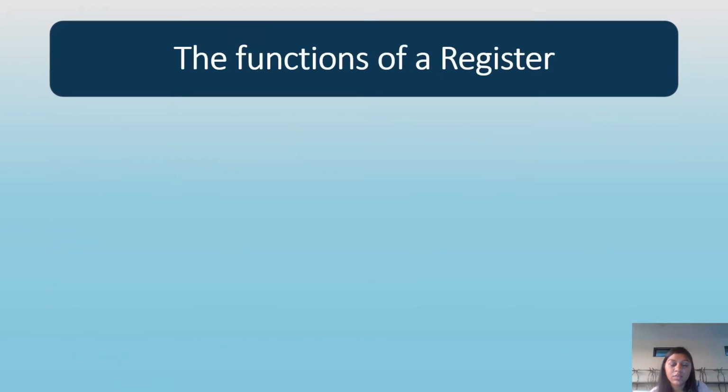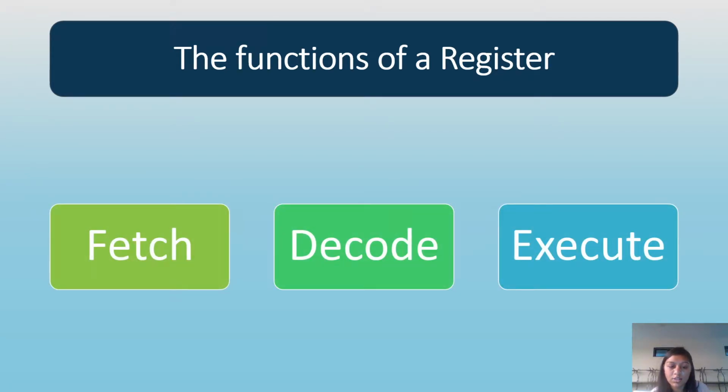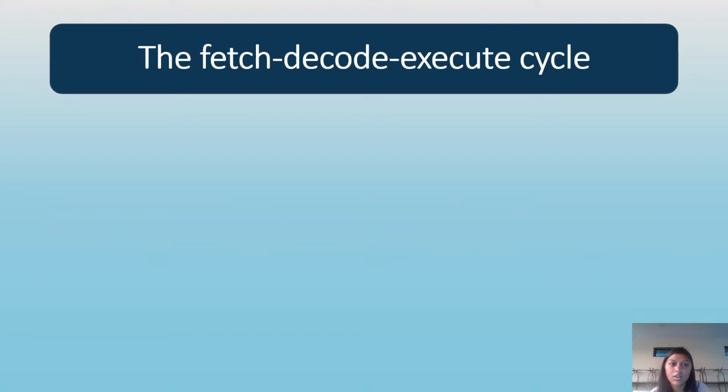Let's see the function of a register. There are mainly three functions of a register: fetch, decode, and execute. Now see how these three functions are working together. The fetch, decode, execute cycle.